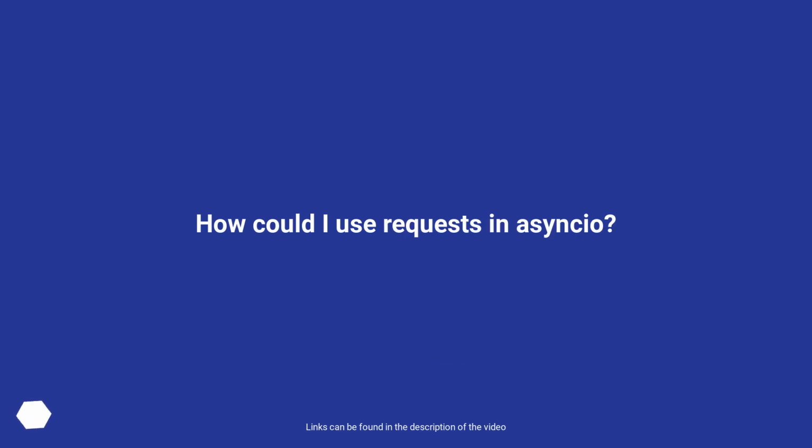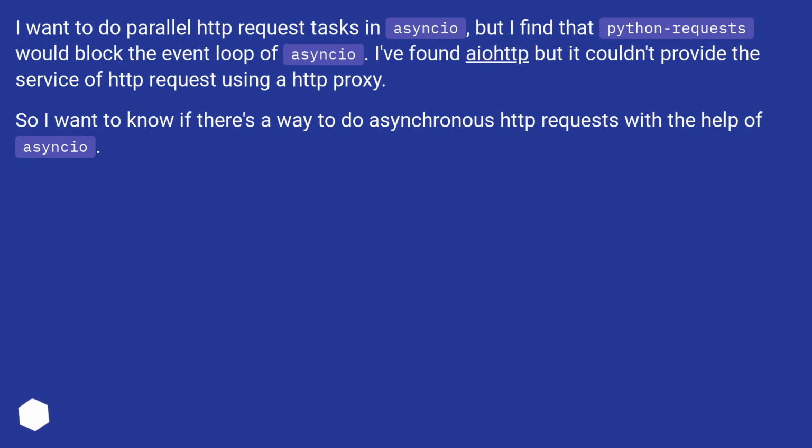How could I use requests in asyncio? I want to do parallel HTTP request tasks in asyncio, but I find that Python requests would block the event loop of asyncio. I've found aiohttp, but it couldn't provide the service of HTTP request using a HTTP proxy. So I want to know if there's a way to do asynchronous HTTP requests with the help of asyncio.